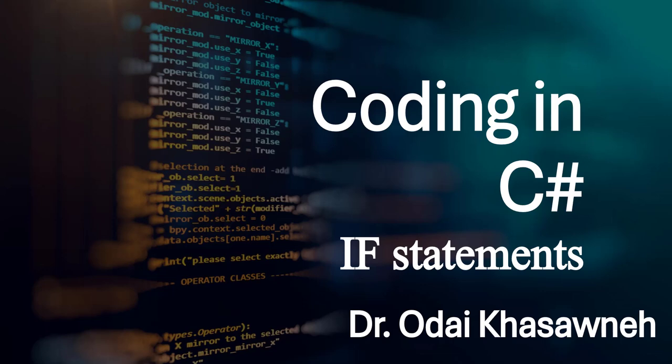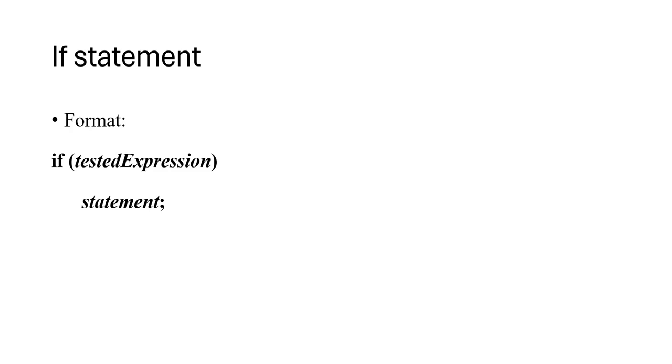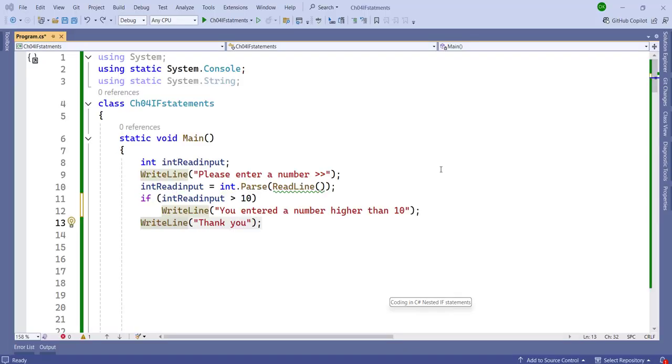Here I'm going to be talking about if statements. Here is the format for an if statement. You write the word if, parentheses, between the parentheses are the expression that you want to test, or the conditions that you want to test. Right underneath that are the different statements or the code that you want to execute in case the condition was true.